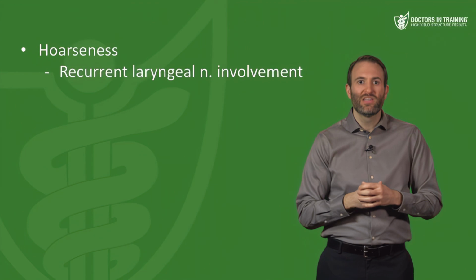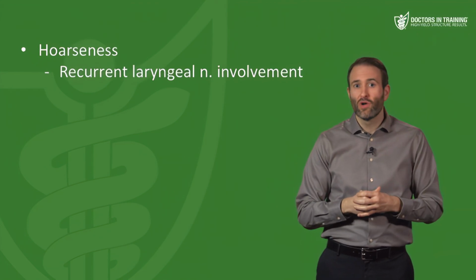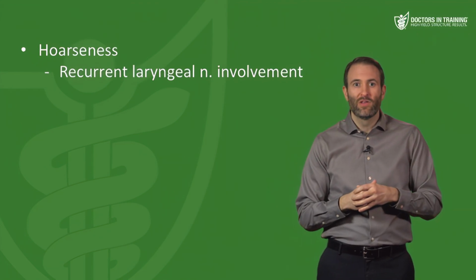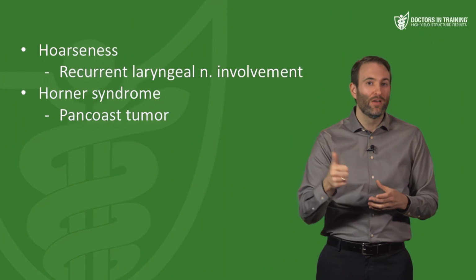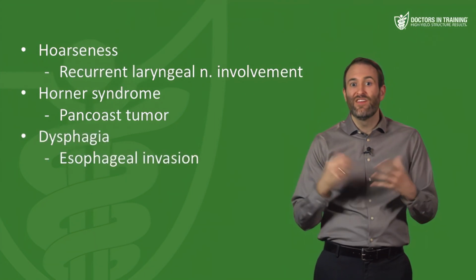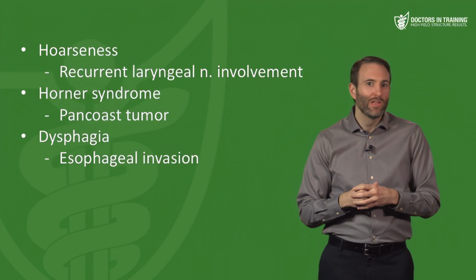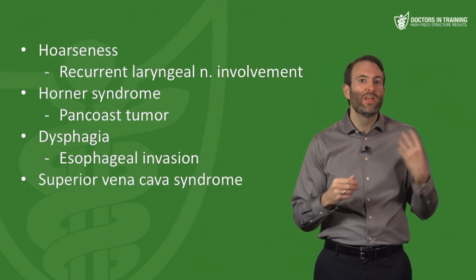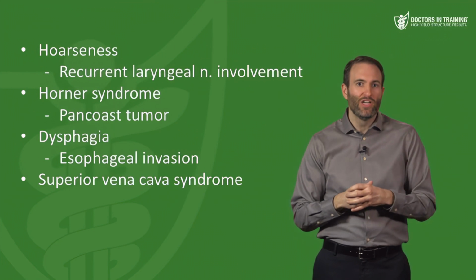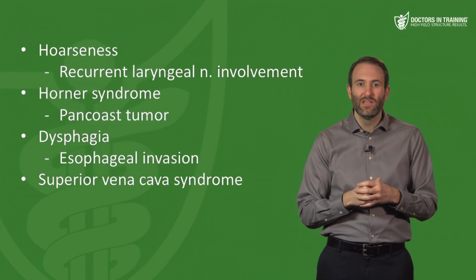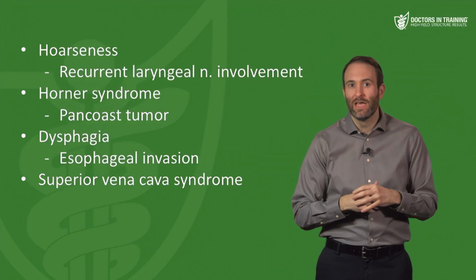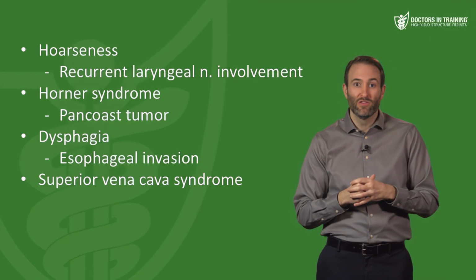Now, additionally, we discussed that hoarseness can occur with recurrent laryngeal nerve involvement. There can be Horner syndrome associated with that Pancoast tumor. There can also be that dysphagia, maybe even esophageal invasion from lung cancer. And one last complication to mention is the superior vena cava syndrome, where a tumor is obstructing the SVC. It's going to impair blood draining from the head, so that can be a big tip-off that there's lung cancer as well. All right, so that's all you need to know about lung neoplasms for a test.